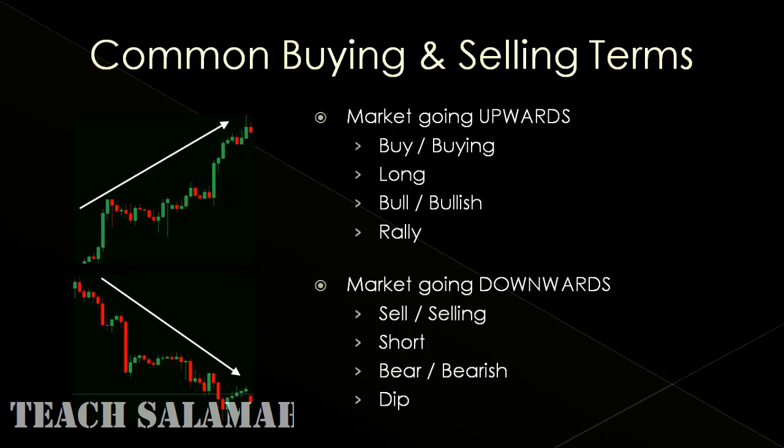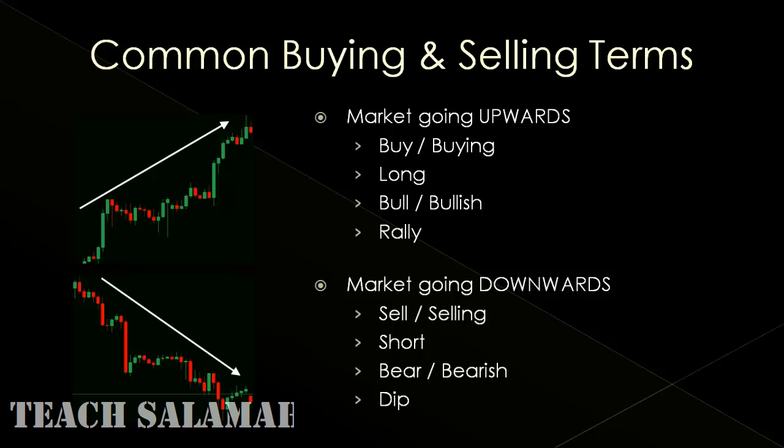There's a number of different terms that can be used when talking about buying. As you can see on the right hand side, you have a list. There is buy, buying. You could be long. For example, you would hear traders say that they are long the Euro USD. You also have bullish or bull. A bull market would be describing a market that is going upwards, the same for a bullish market. And finally, we have rally. When the market is said to be rallying, it means that it is going upwards.